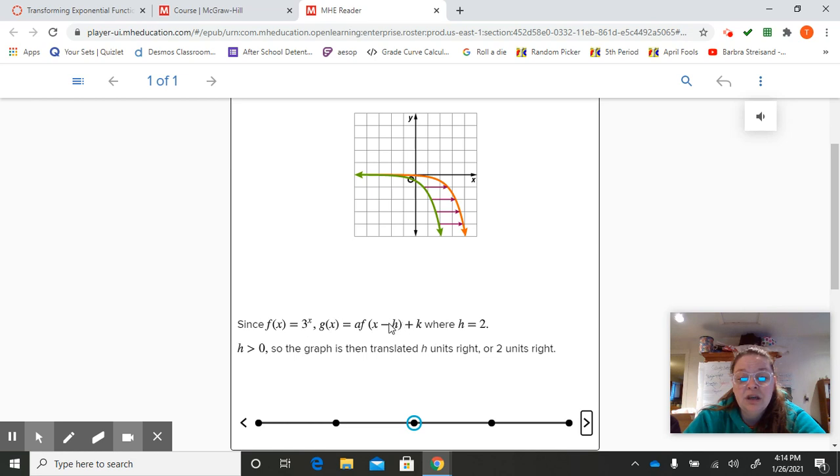Next, we see that we have an h of 2, right? We have that x being subtracted by 2. So we have a graph that is translated h units to the right, right? So we push everything out to the right there. All of these points get pushed over.